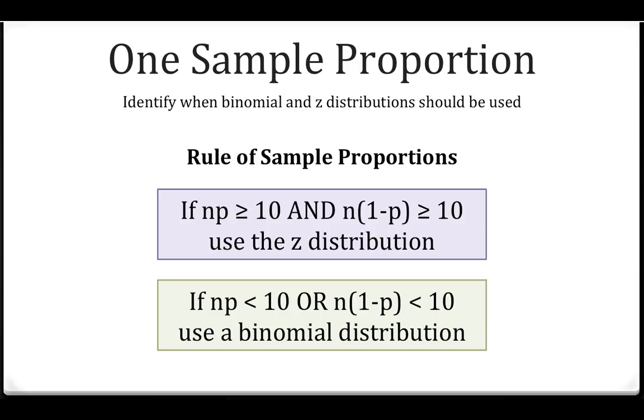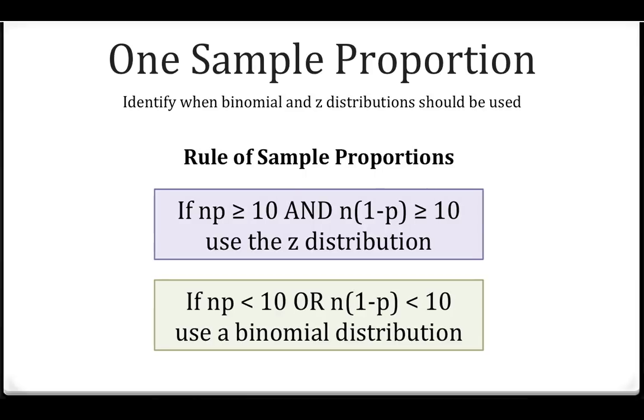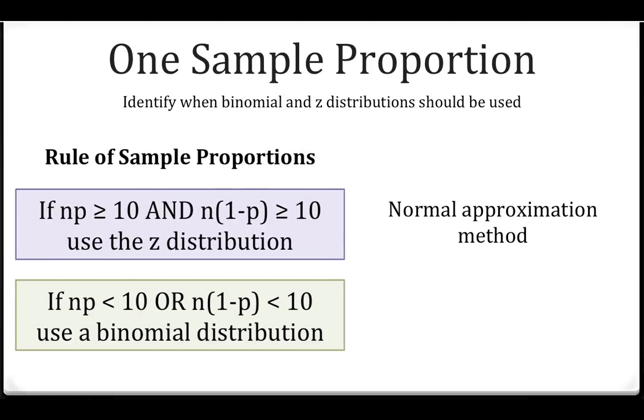Note that n times p is the number of successes and n times 1 minus p is the number of failures. If n times p is less than 10 or if n times 1 minus p is less than 10, we use a binomial distribution. In Minitab Express, if we want to use the z distribution, this is known as the normal approximation method. If we want to use a binomial distribution, this is known as the exact method.